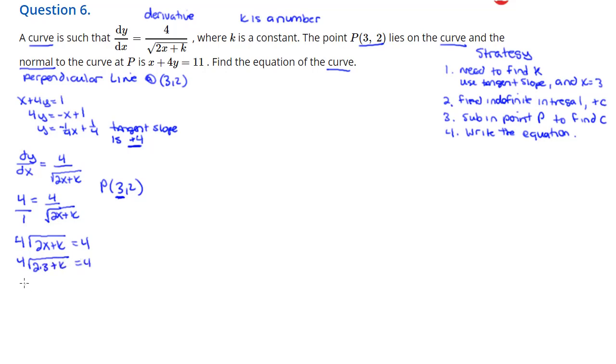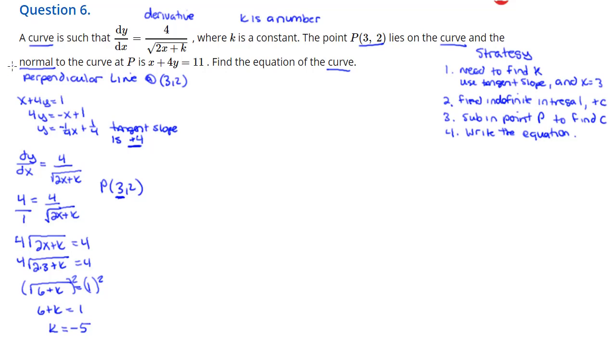All right, now all I'm going to do is divide both sides by 4. And I'm going to have the square root of 6 plus k is equal to 1. I'm going to square both sides. Then I'm going to get 6 plus k is equal to 1. I just subtract 6 on both sides, and k is going to equal -5. So now I know that k is equal to -5, and I can plug that back into the derivative. That's basically part 1 of our strategy.